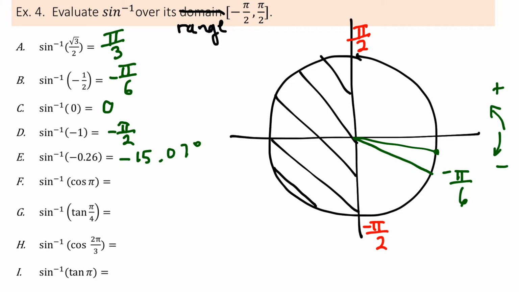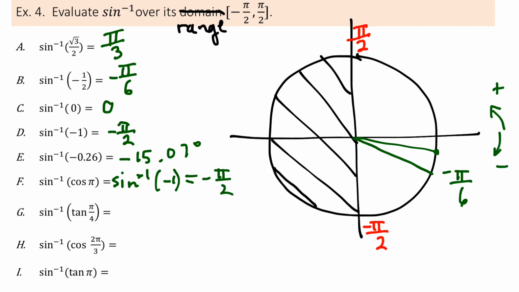All right, next one, F says the inverse sine of the cosine of pi. The cosine of pi, we have to write this out as a number. Let's look at it this way. The cosine of pi is over here, and the cosine of pi is negative 1. So this is the inverse sine of negative 1. So we did that one up here, the inverse sine of negative 1, and we found out that the sine is negative 1 at negative pi over 2.